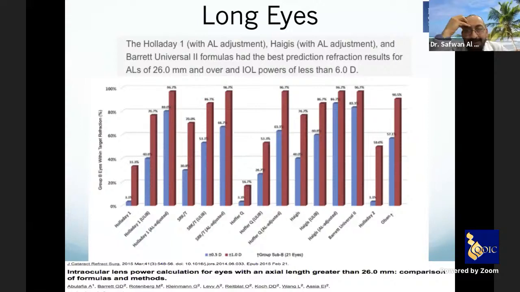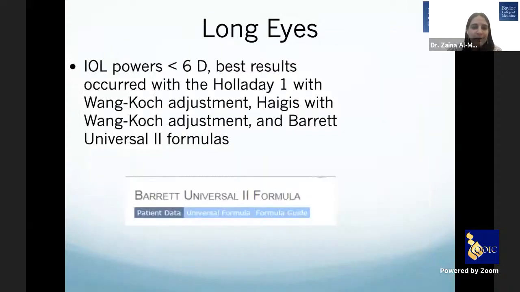IOL power calculation for patients with axial length greater than 26 millimeters compared all the different formulas: Holladay 1, adjusted or not adjusted, SRK, Hoffer Q, Haigis, Barrett, and Holladay 2. And really the key point is IOL powers less than 6 diopters. The best results occurred with the Holladay 1 with the Wang-Koch adjustment, and the Haigis with the Wang-Koch adjustment.